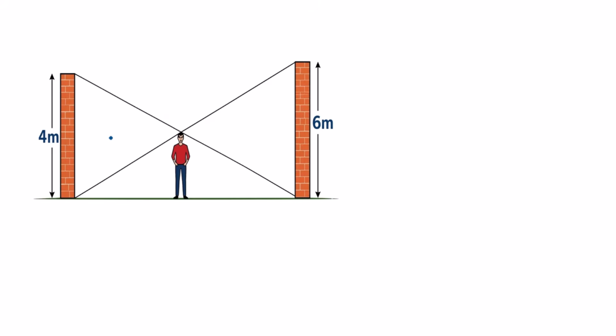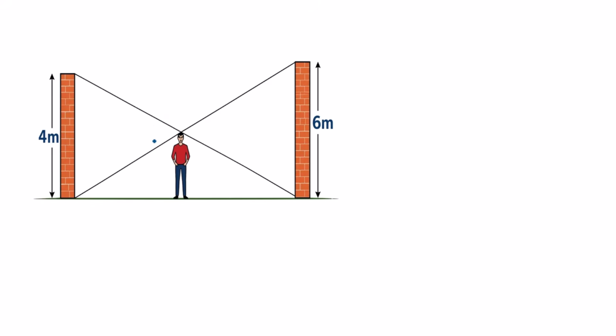Hello everyone. In this video, I am going to solve an interesting math problem. We have two walls. The height of this wall is 4 meters and the height of this second wall is 6 meters. And there is a man standing between these two walls such that the head of this man touches the cross point of these two lines.